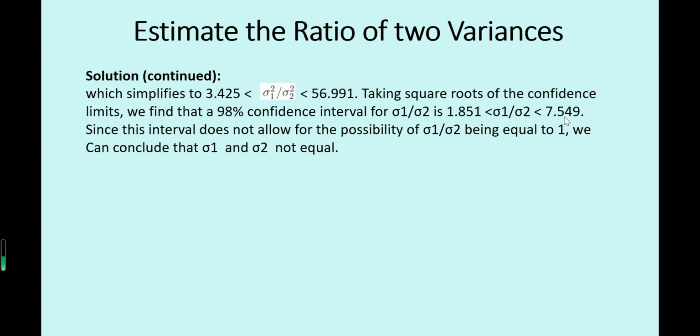Since this interval does not allow the possibility of sigma 1 by sigma 2 being equal to 1, we can conclude that sigma 1 and sigma 2 are not equal. You can see this interval does not cover 1. So we have 98% confidence to say that the population variances or population standard deviations are not the same, not equal.